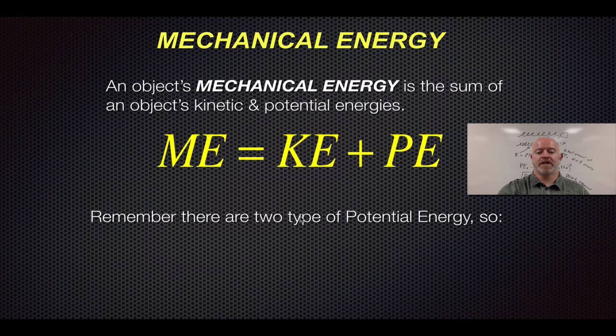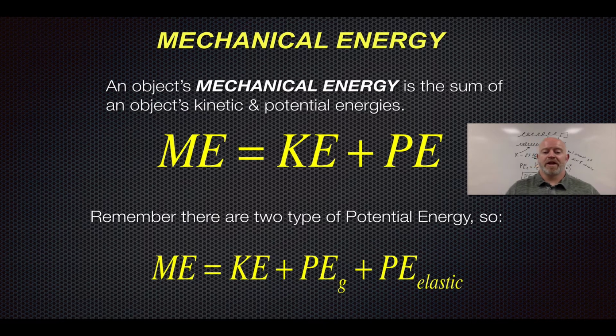Now remember, there are two types of potential energies. So the equation gets a little more complex. Mechanical energy is equal to kinetic energy plus potential energy due to position plus any potential energy due to elasticity. See how I use that word potential? There are three different types of energies present.